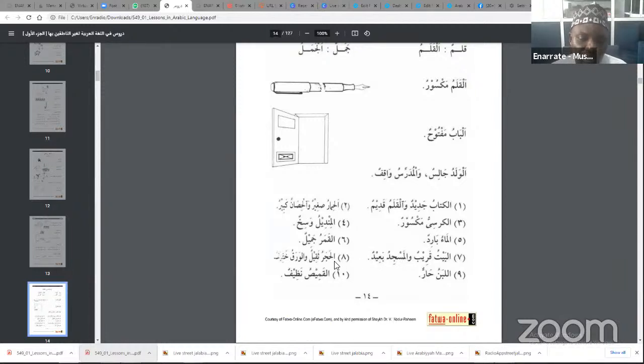Number 8, you have al-hajar thaqil, the stone is heavy. Wal waraqu khafif, and the paper is light. This is khafif, it might not be very clear. Then al-labanu harun, the milk is hot. The word for hot is harun, and the opposite is on number 5 here, barid. Barid is cold, harun, hot. Then finally on this page, you have al-qamis nadif, the shirt is neat.